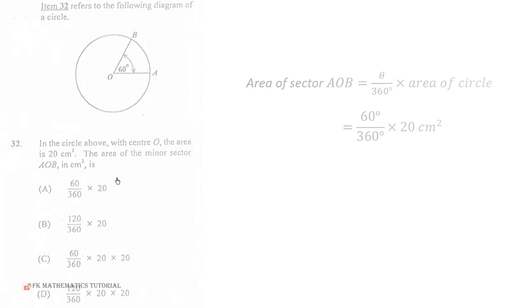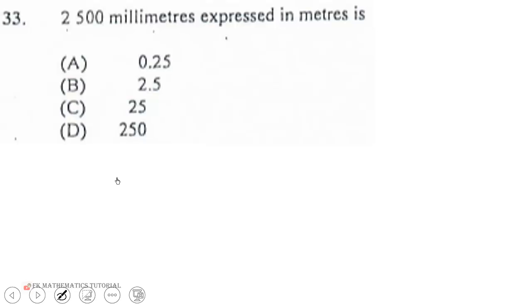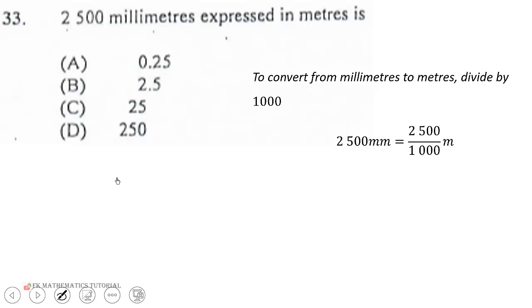Now, item 33 says that 2,500 millimeters expressed in meters is. To convert from millimeters to meters, we divide, because we are moving from millimeters to meters. So we divide by 1,000, and that will give us 2,500 over 1,000, which gives us 2.500 meters. The correct answer is B.